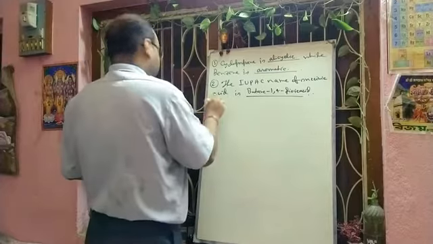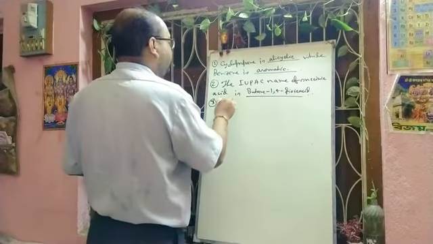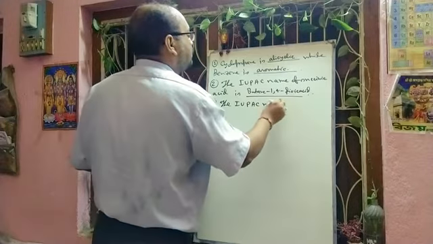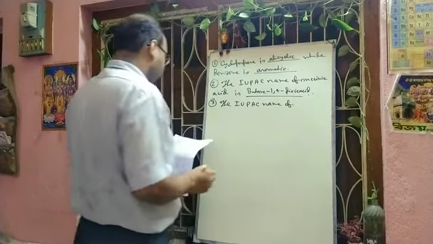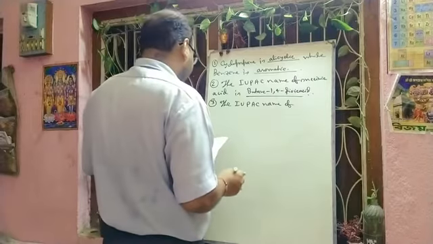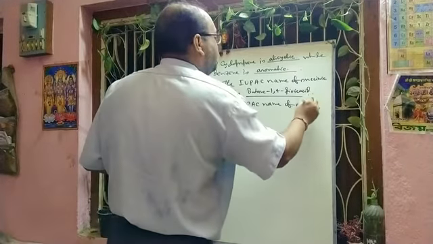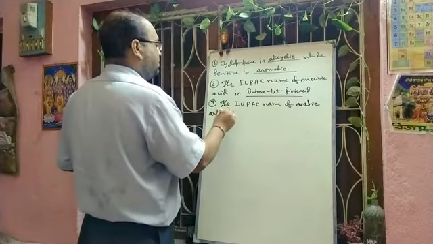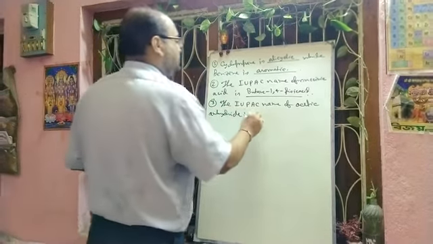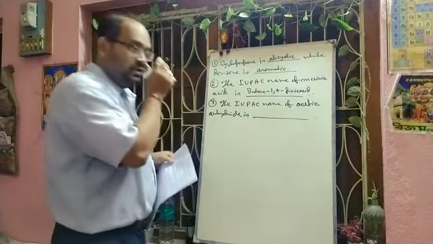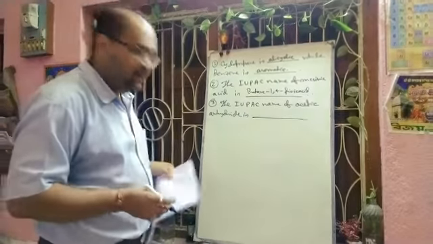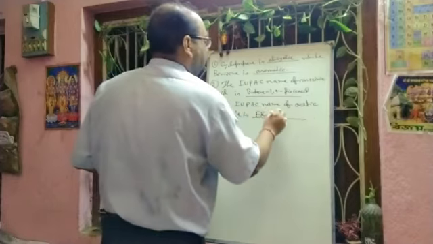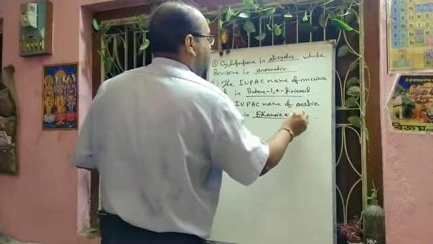Next, the IUPAC name of acetic anhydride is dash. So here the name will be ethanoic anhydride. Ethanoic anhydride.